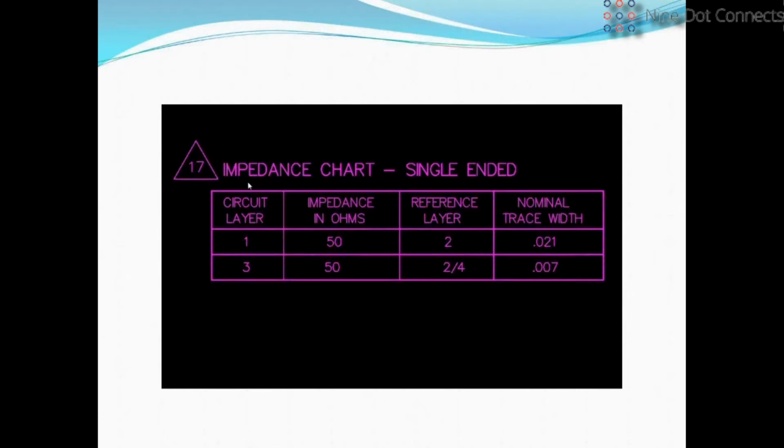So this is a representation for single-ended 50 ohms. There's circuits on layer 1 that are referencing. You need to tell them the reference layer, and you need to tell them the nominal width that you've designed into the circuit. This second one showcases a layer 3 trace that needs to be referenced to not only layer 2 but also layer 4, its impedance, and the nominal trace width that you designed into it.